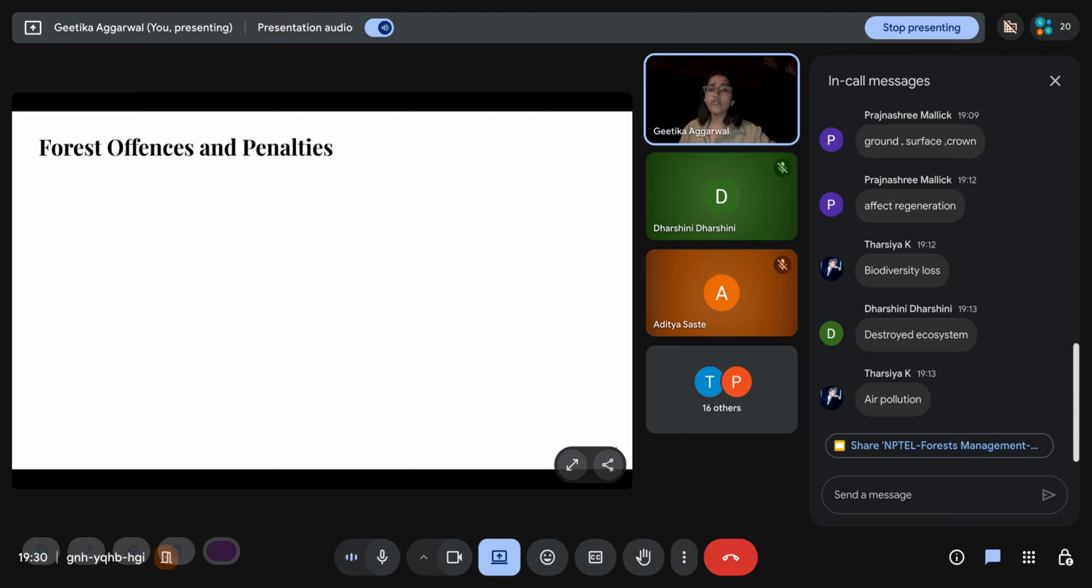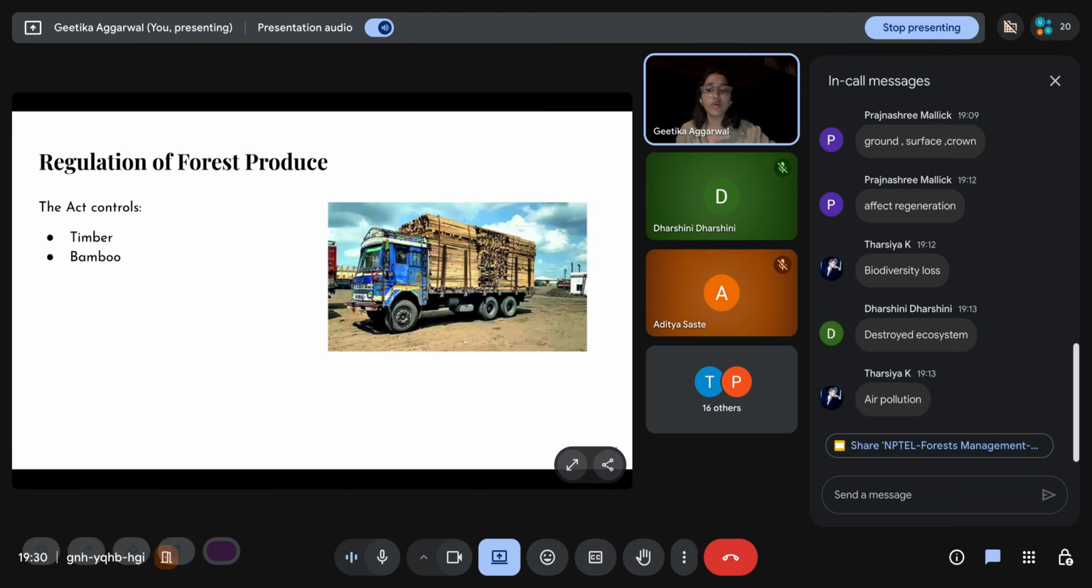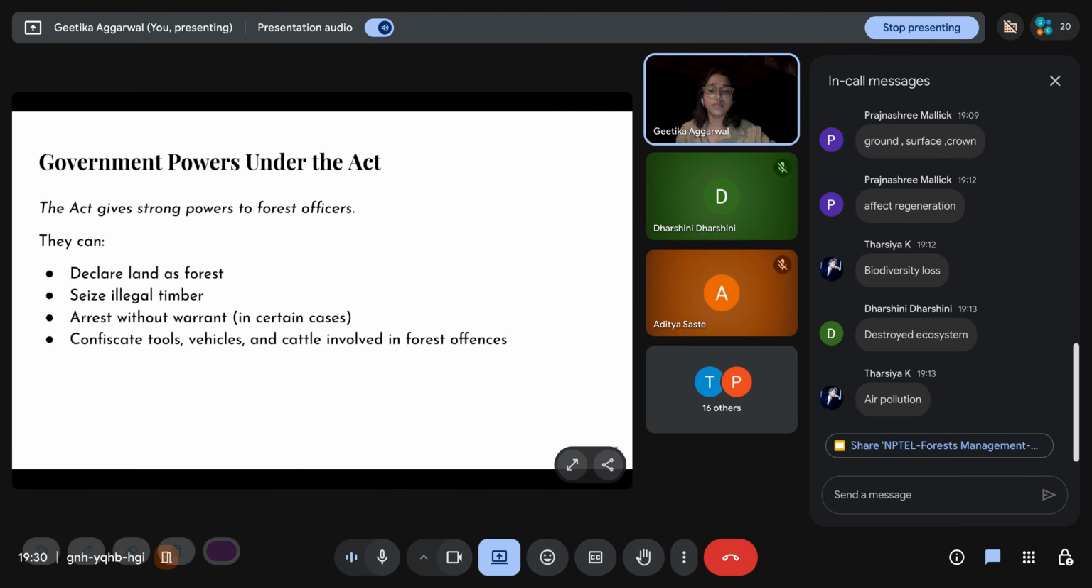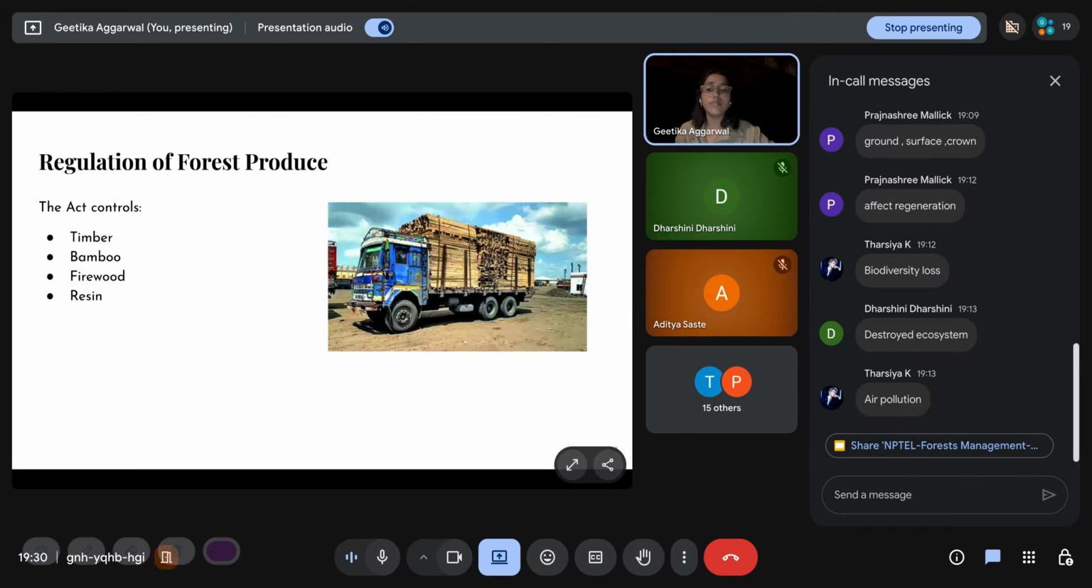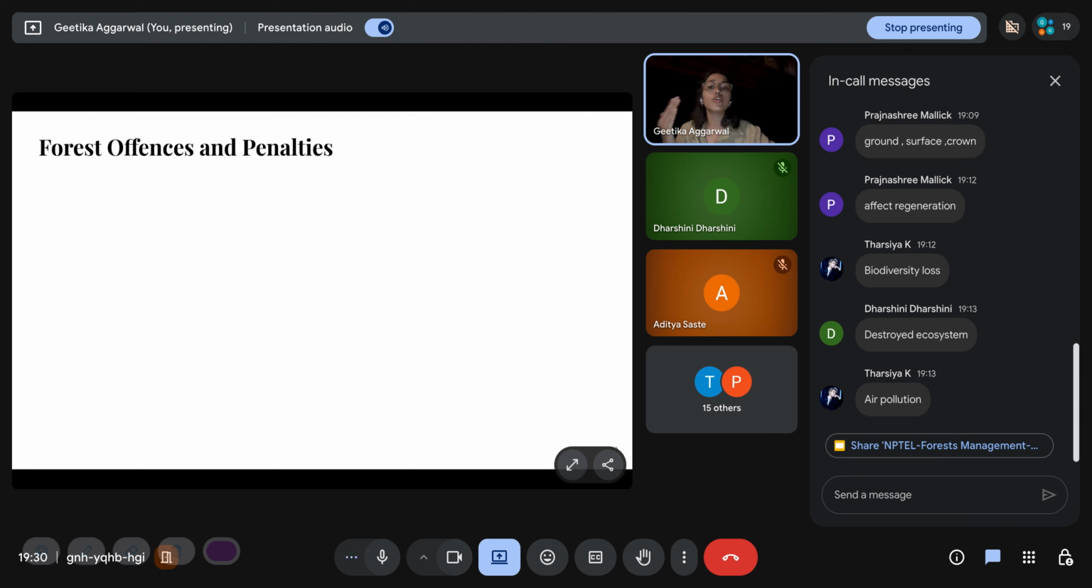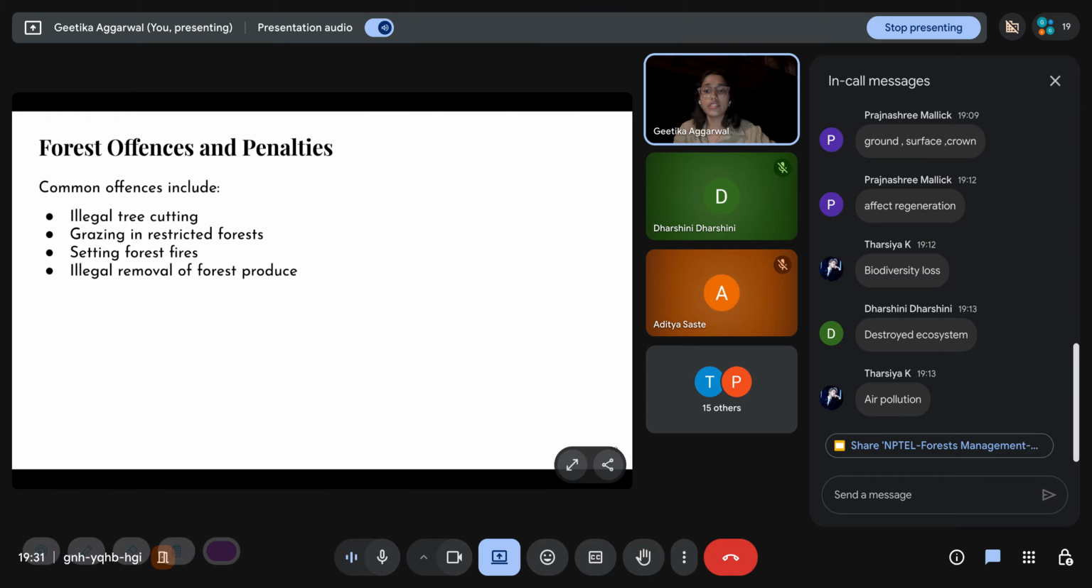Okay. So what are forest offenses? We said that there are these certain forest offenses. If these forest offenses have been carried out, or somebody has done any of this offense, then there will be penalties and things happening to them. So what are these forest offenses and what are these penalties that people face? So common offenses include, as you might already be aware, illegal cutting of trees, grazing cattle in restricted areas, setting forest fires, of course it's an offense, illegal removal of other forest produce which might not be timber, and poaching.